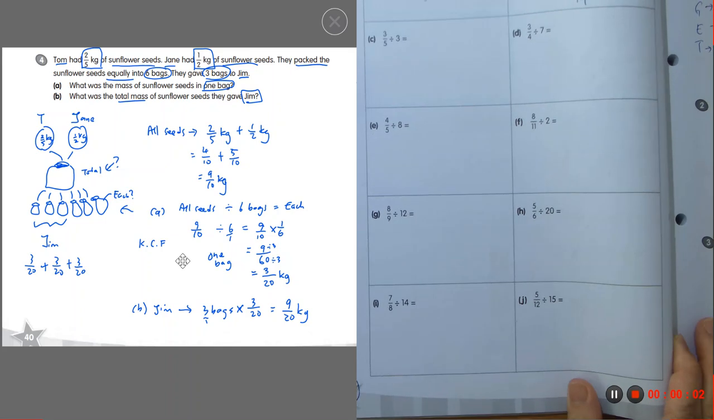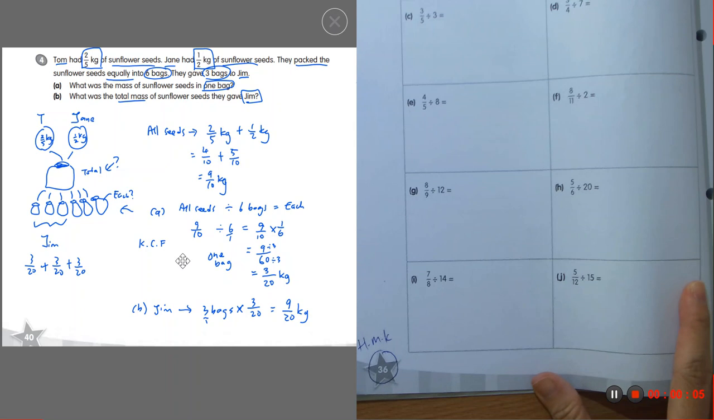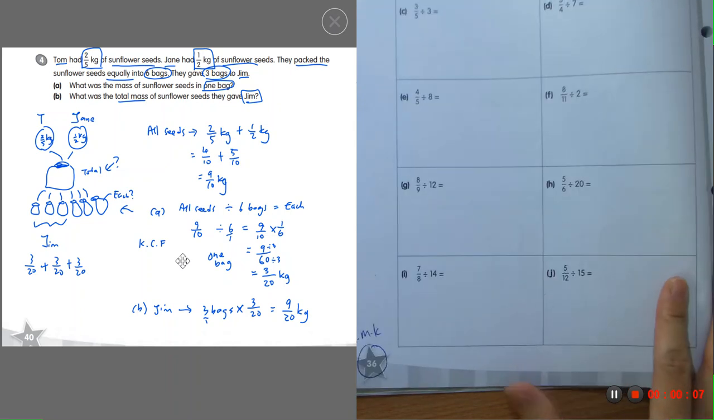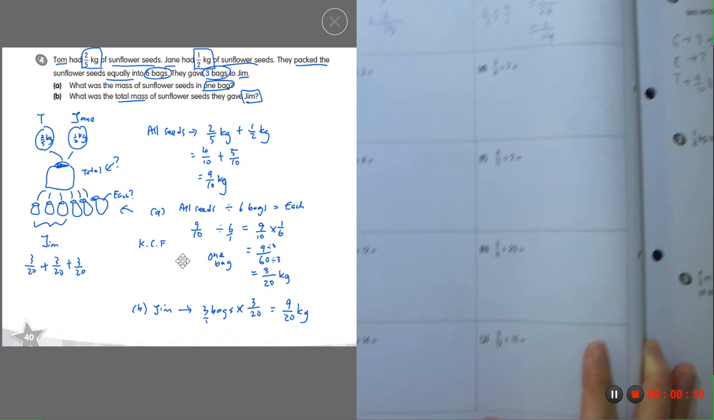Can you also check your page 36? Have you completed page 36? Okay, very good. I'll check this when I collect it.